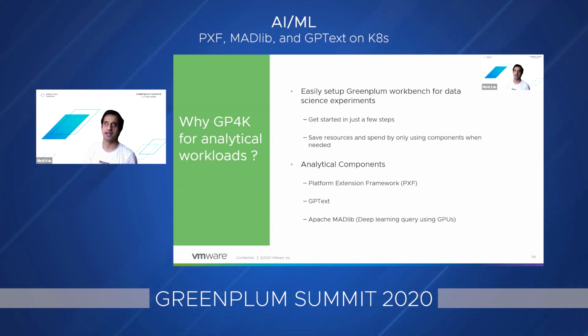The next one is Gptx. As you already heard Reda talk in another session, Gptx is used for querying and analyzing mass amounts of unstructured data like emails, Twitter feeds, any unstructured data inside of Greenplum. The next one is Apache MADlib, which is the in-database machine learning library, which is used for machine learning, obviously. And then today we're going to talk about how to use deep learning query using GPUs. So I hope this gets you excited.